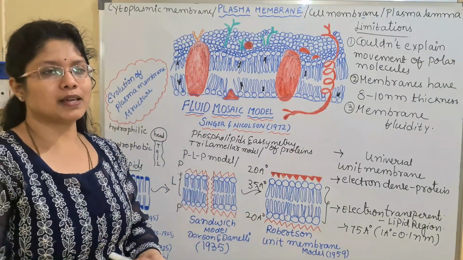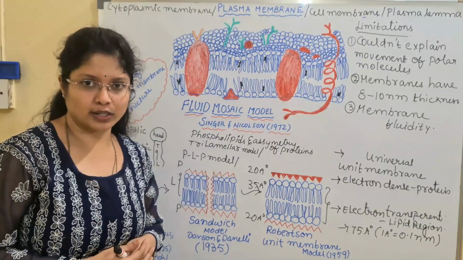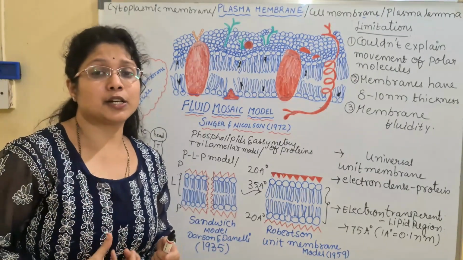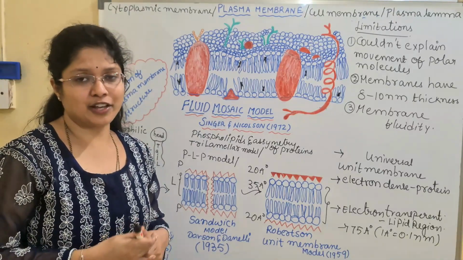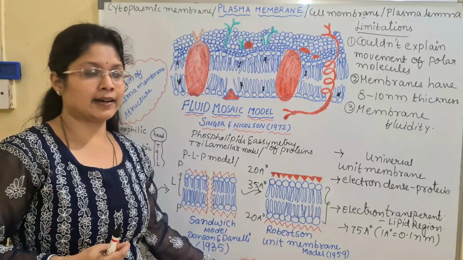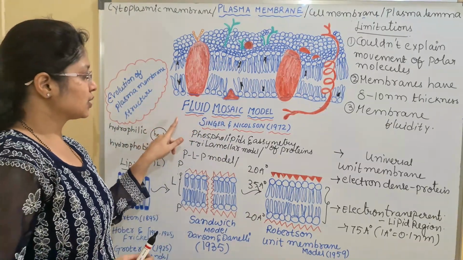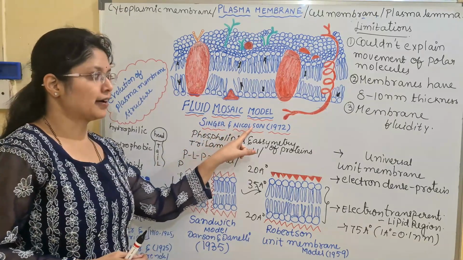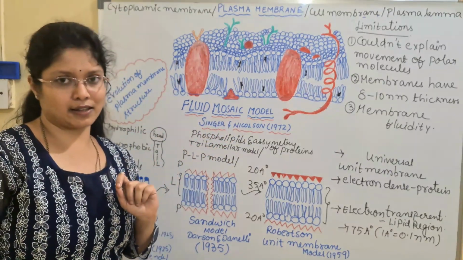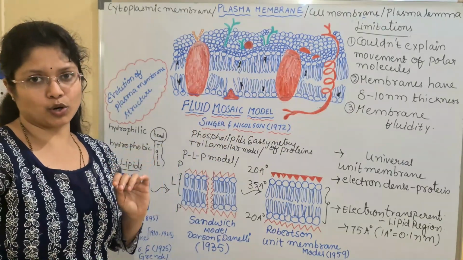After these models, many scientists explained the nature of proteins. The proteins are mainly said to be globular, but all those are failure models. The most accepted model till date is the fluid mosaic model, given by scientists Singer and Nicholson in the year 1972, and we will be discussing the fluid mosaic model in detail now.